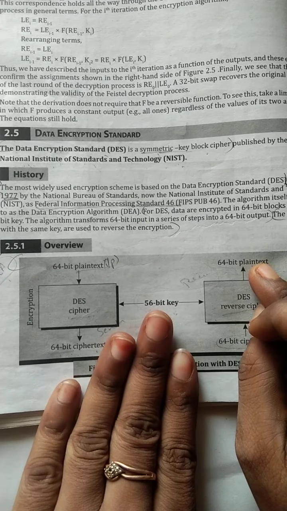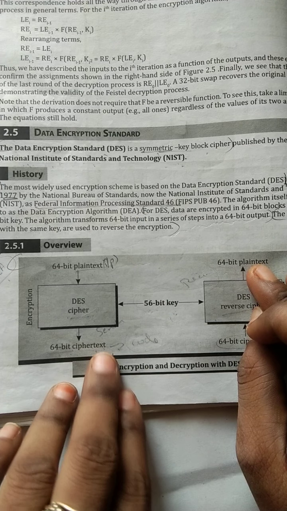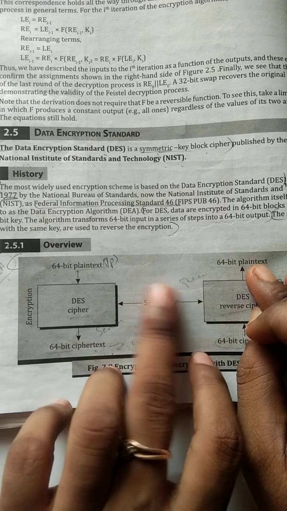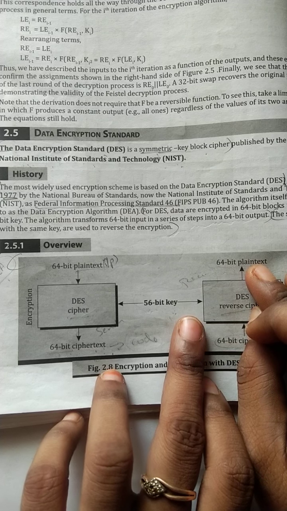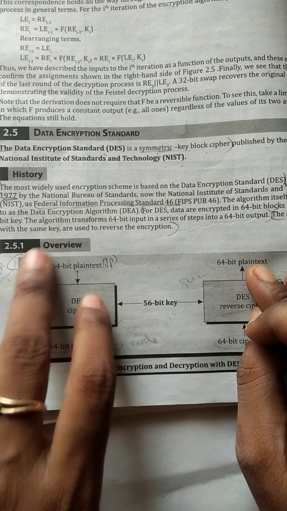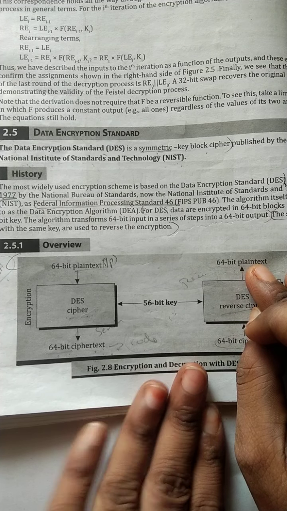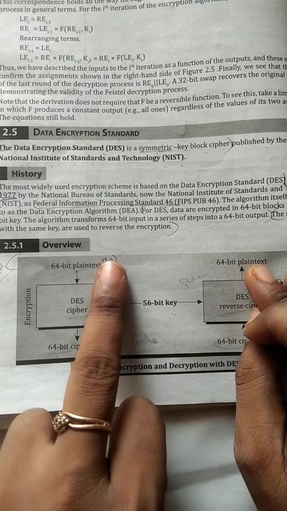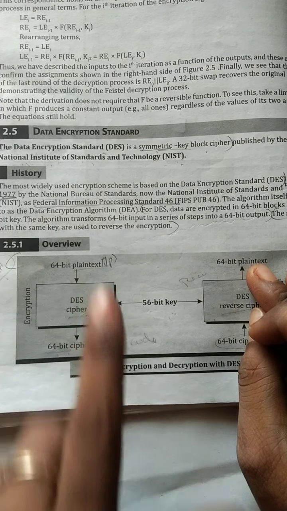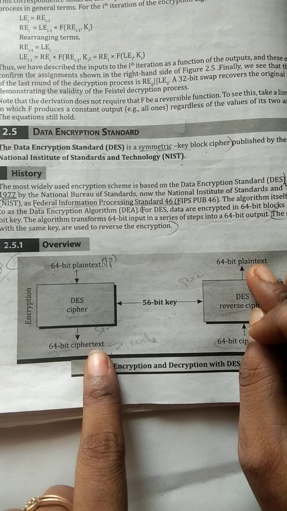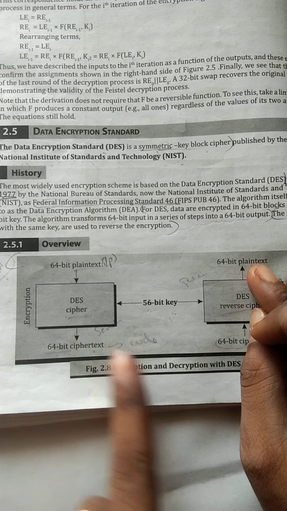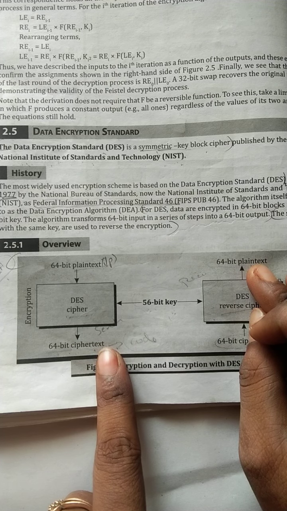Here it encrypts 64-bit data by using a 56-bit key. The algorithm transforms the 64-bit input in a series of steps into a 64-bit output. So this is your input, this is your output. The input is called plain text or a message and the output is called cipher text. And the same steps with the same key are used to reverse the encryption.